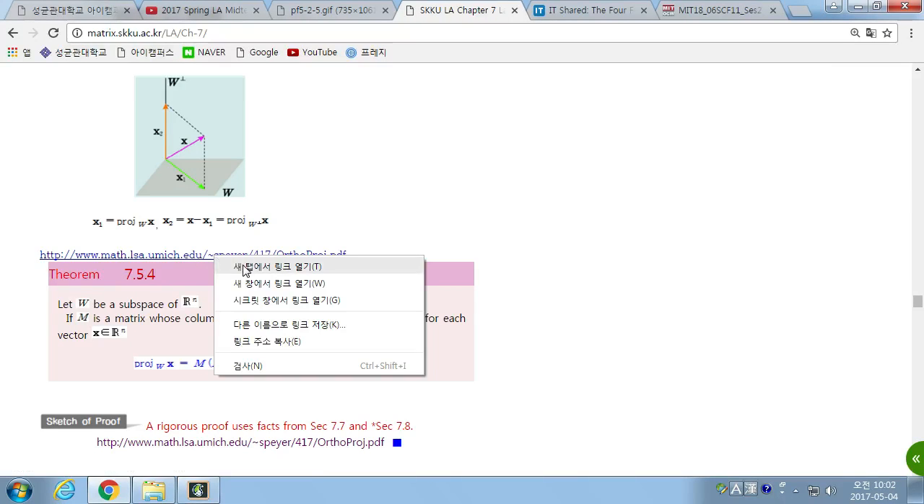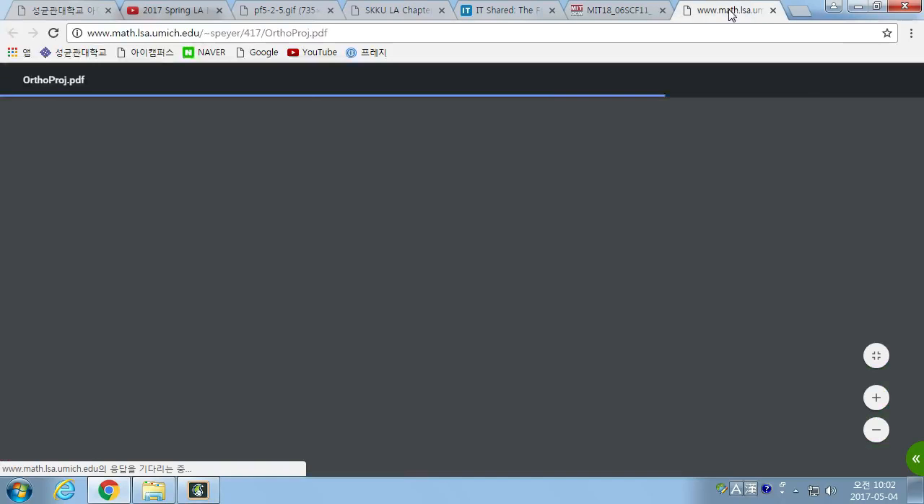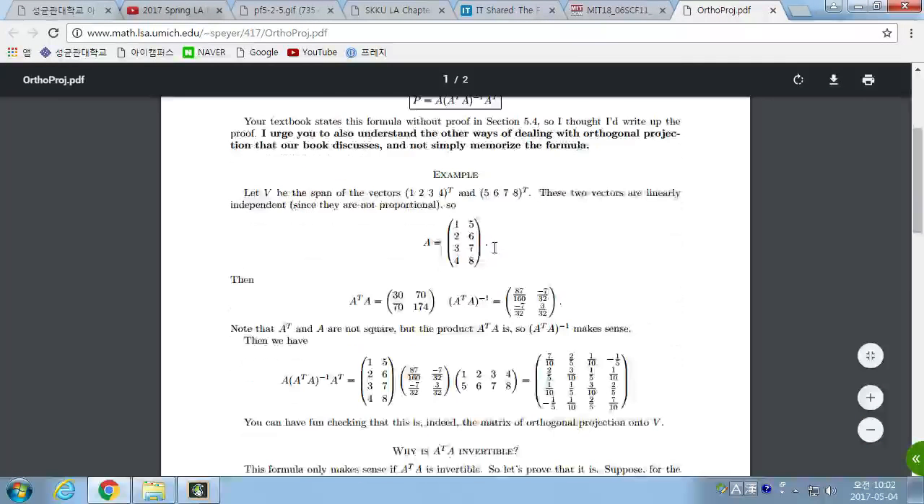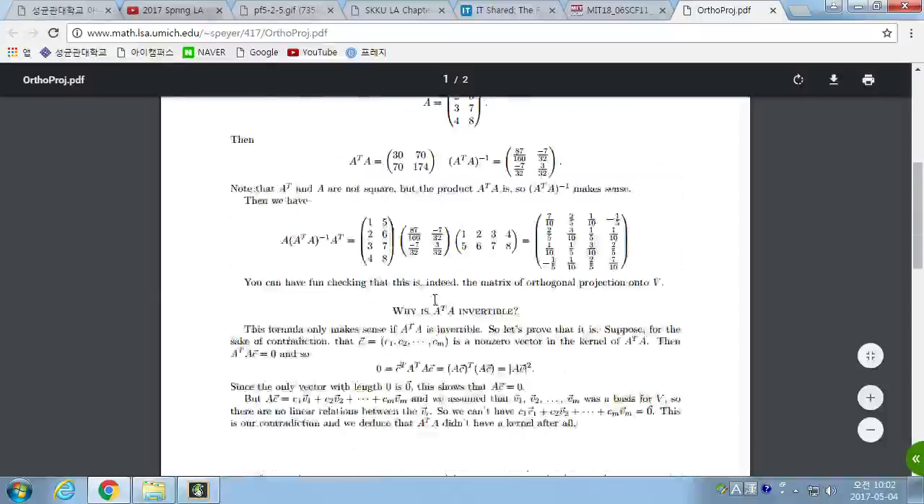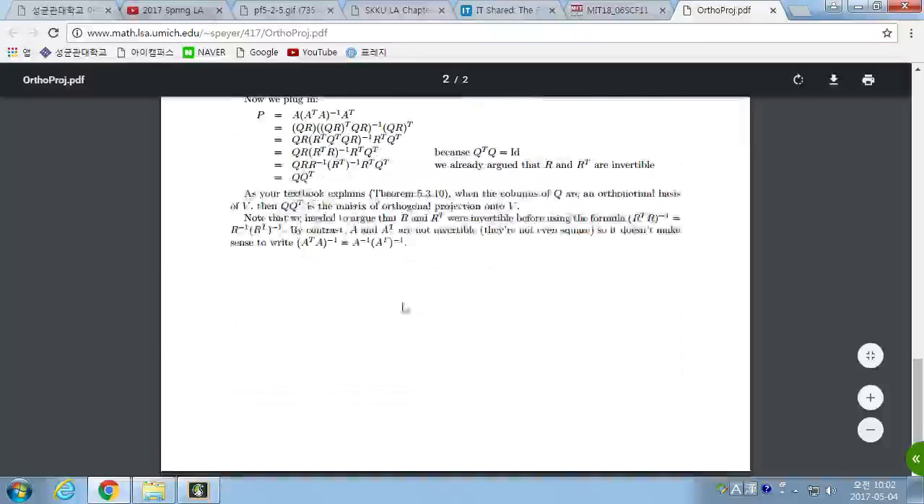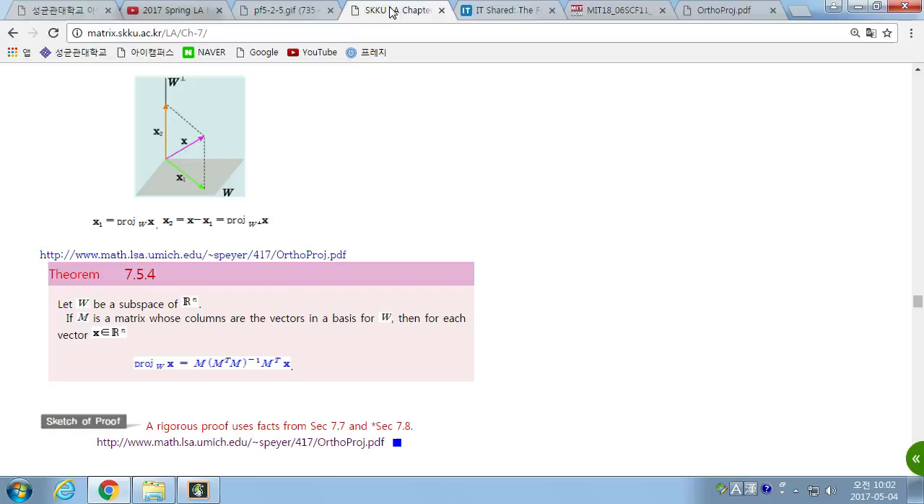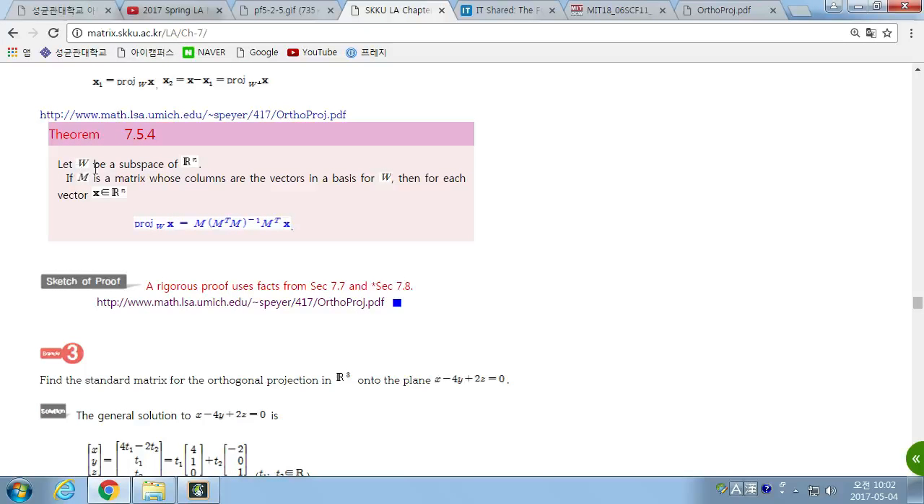This can also be found in the University of Michigan's lecture notes here. The projection matrices and projection, how to do it. And I have all the details in here. So let W be a subspace of Rn, then M is a matrix whose columns are vectors in a basis for W. Then for each vector x, the projection of x onto W can be written as this.